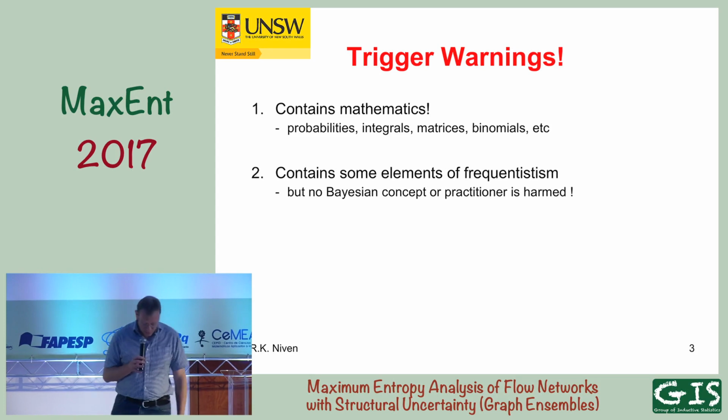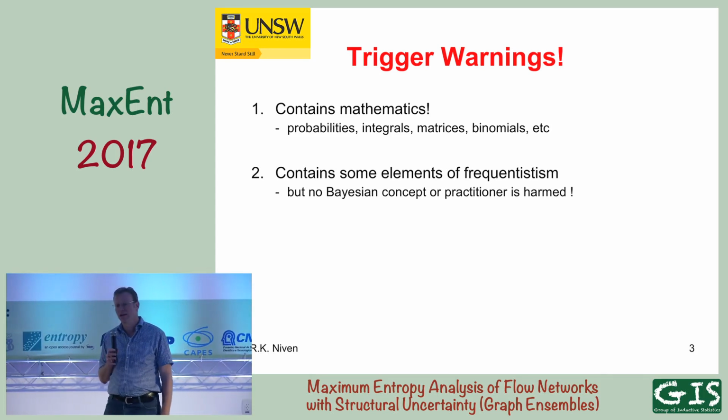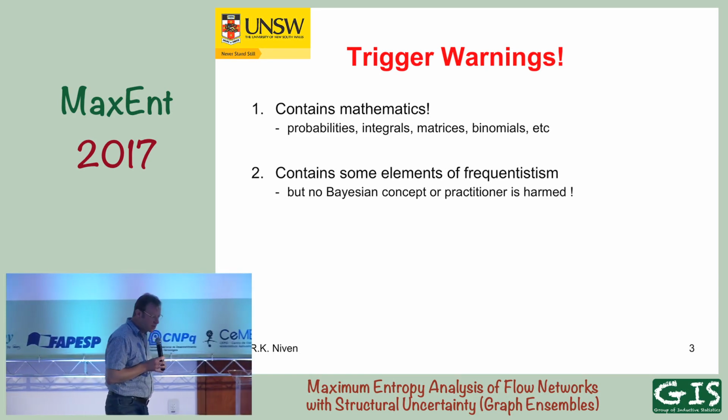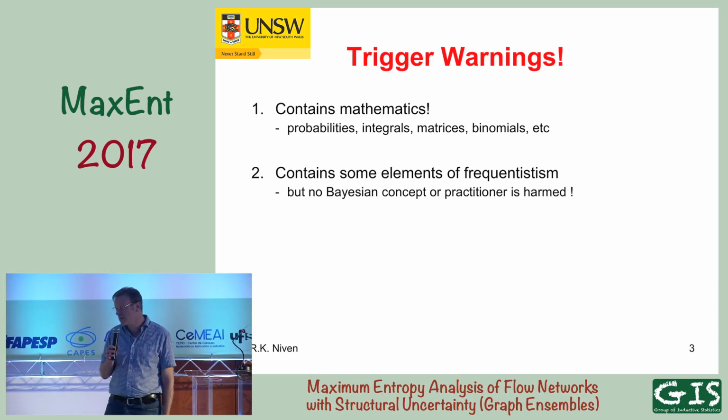But the second warning is that it does contain some elements of, and I'm destroying the language here, frequentistism, but no Bayesian is harmed in this process, and you'll see why I'm doing it. And it's actually an example where sometimes you do have probabilities that are frequencies, and in which case you use it.